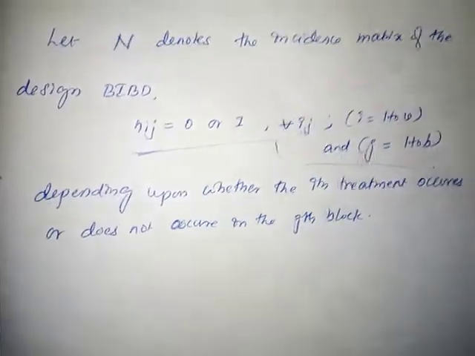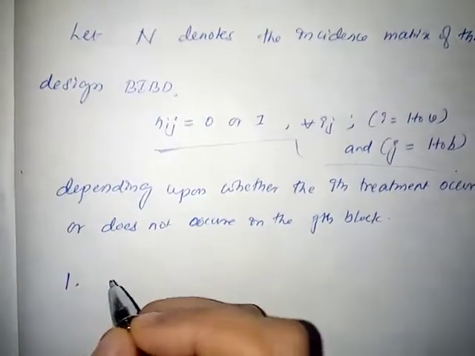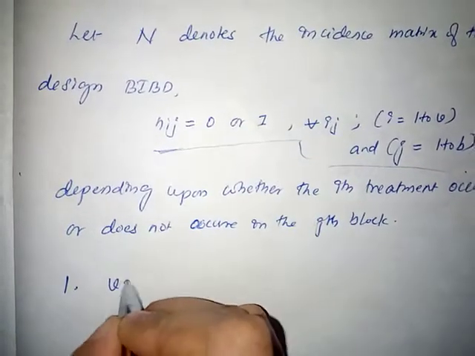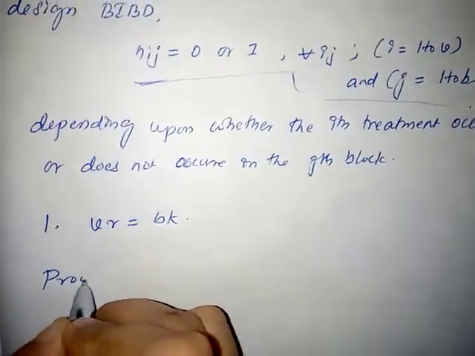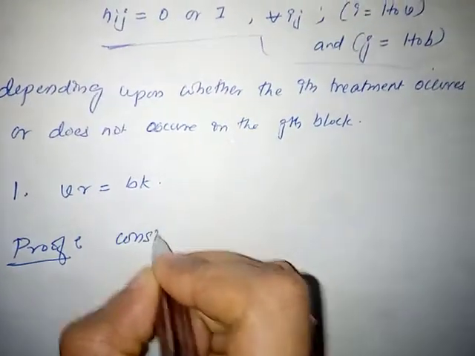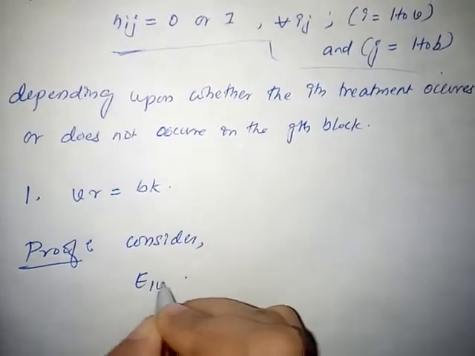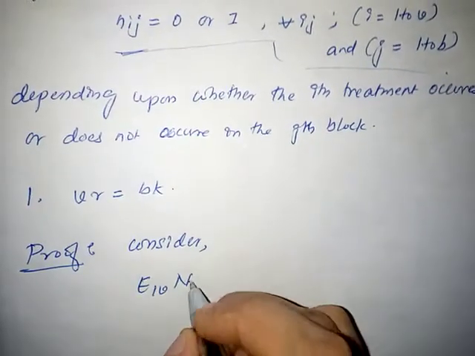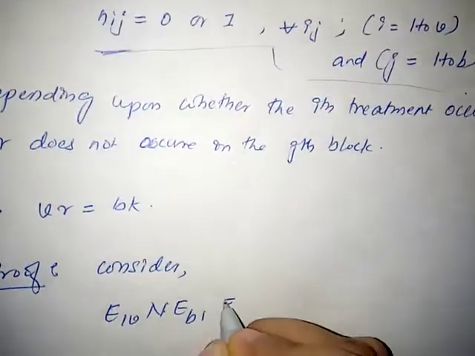So we need to prove the relationship, right? The first one, what is the first relation? vr equal to bk. So we need to prove that. Proof. So consider e1v into N into eb1. What is e1v?